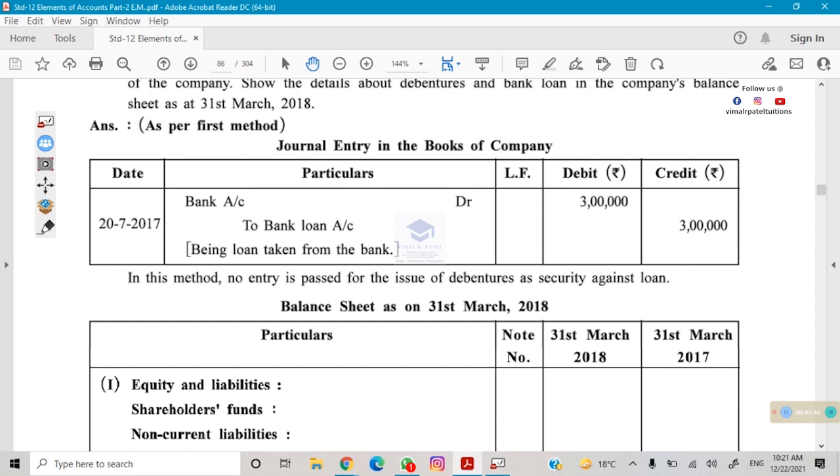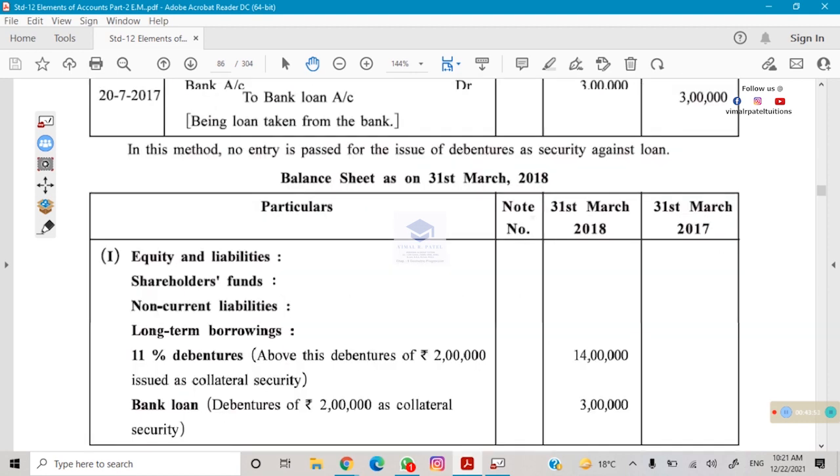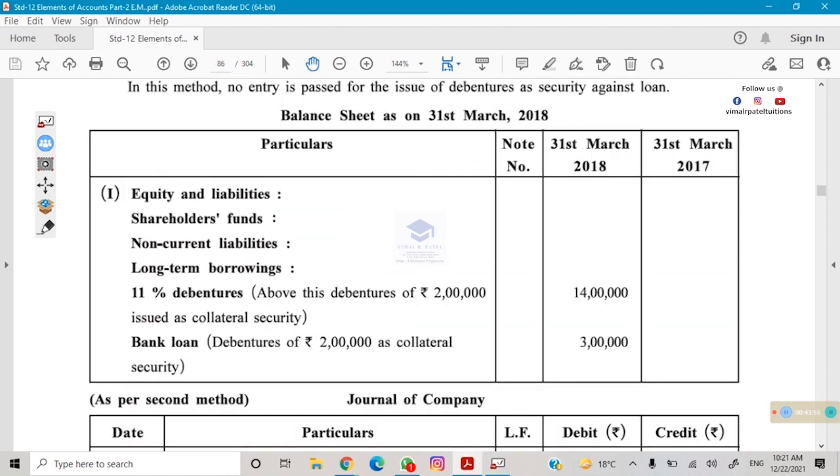So first method, whenever we are taking loan, entry will be bank to bank loan, 3 lakh. And in balance sheet, on liability side, it will be like that. Equity and liability, shareholders fund nil, non-current liability among long-term borrowing, 11% debenture.